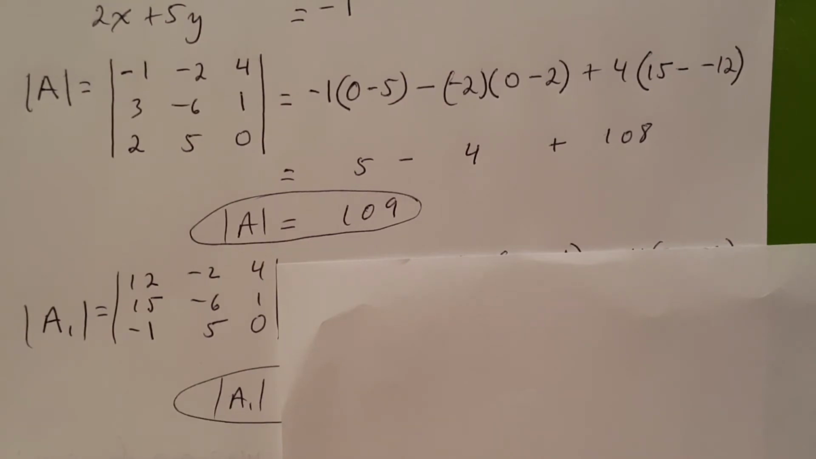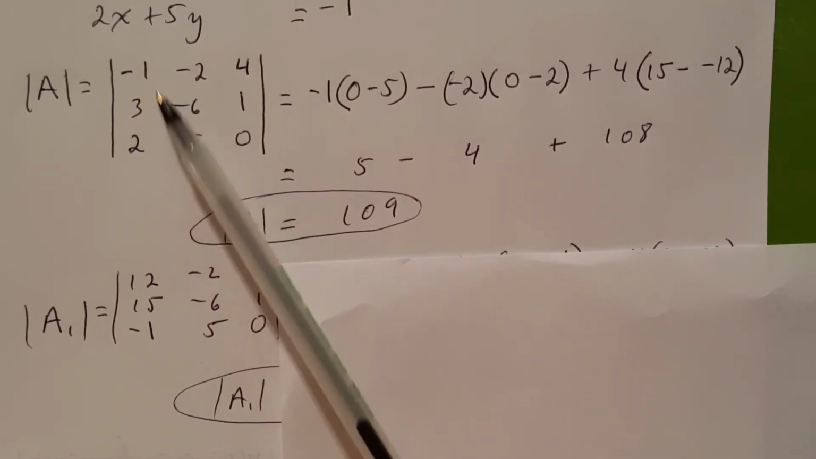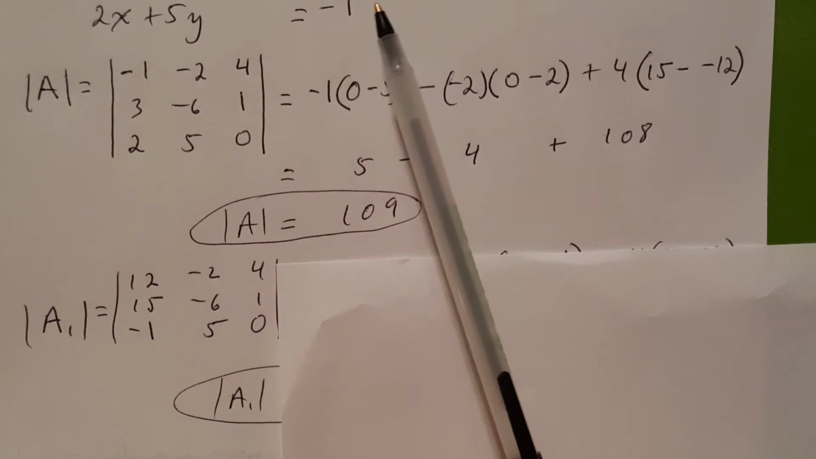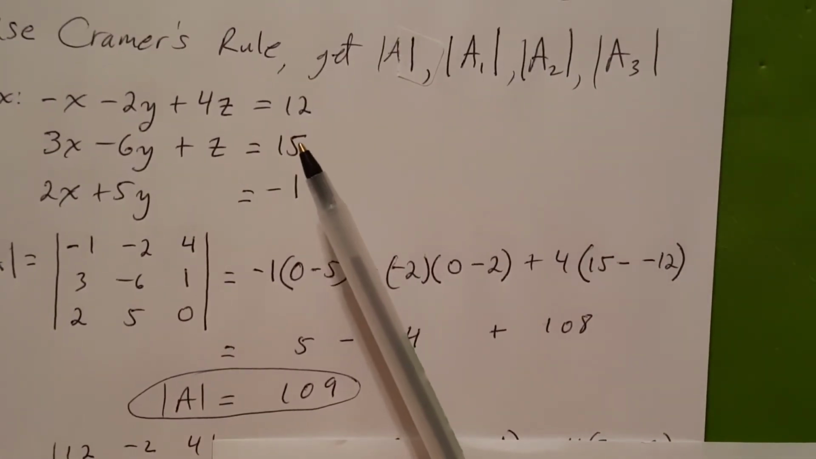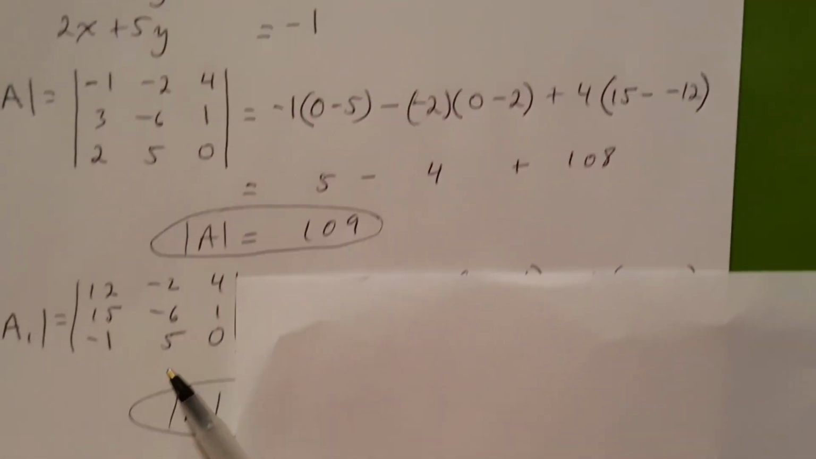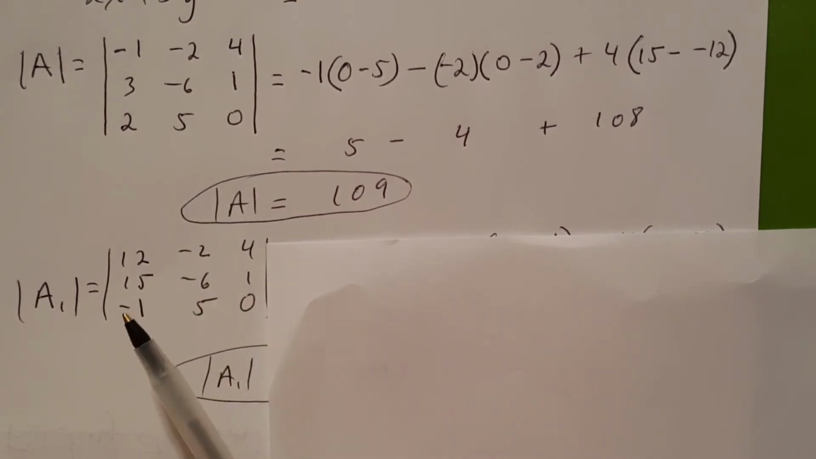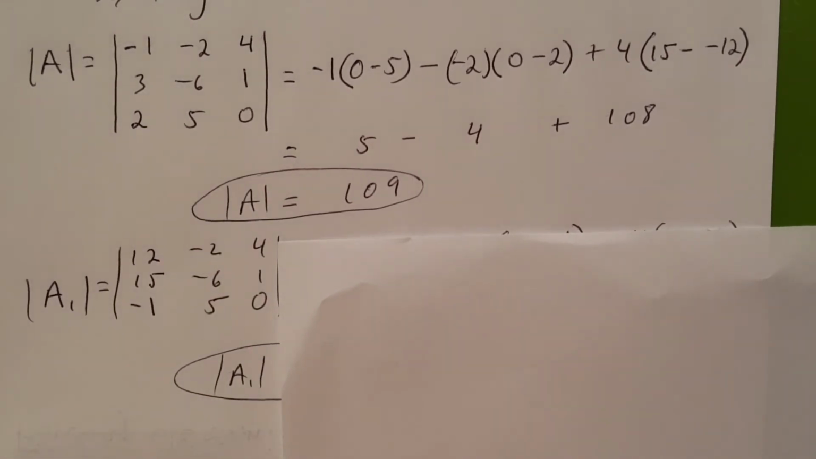We take A and we replace the first column, A1, with the B matrix, with these three numbers. We replace the first column with these three numbers, so it looks like this. Gone is that first column, and it's being replaced with this.